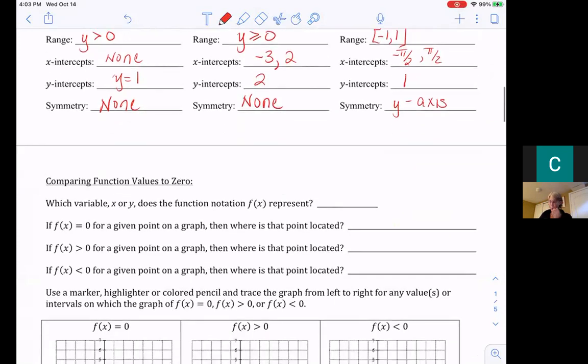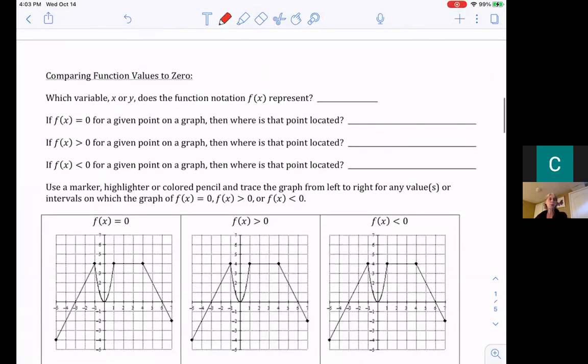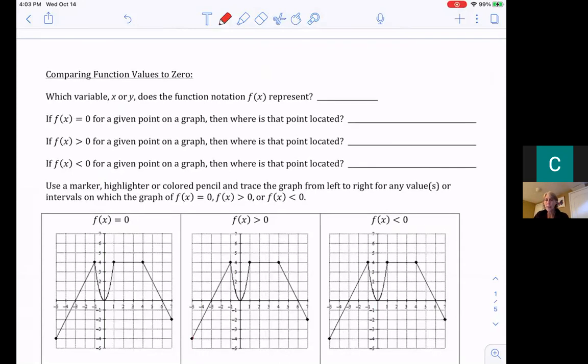Okay. So now we want to compare function values to 0. When we're dealing with functions, which variable, x or y, does the function notation f of x represent? Hopefully you're all thinking, well, of course it represents the y value, right? We learned that in Algebra 2. If f of x equals 0 for a given point on a graph, then where is that point located? So if y is 0, it's an x-intercept.